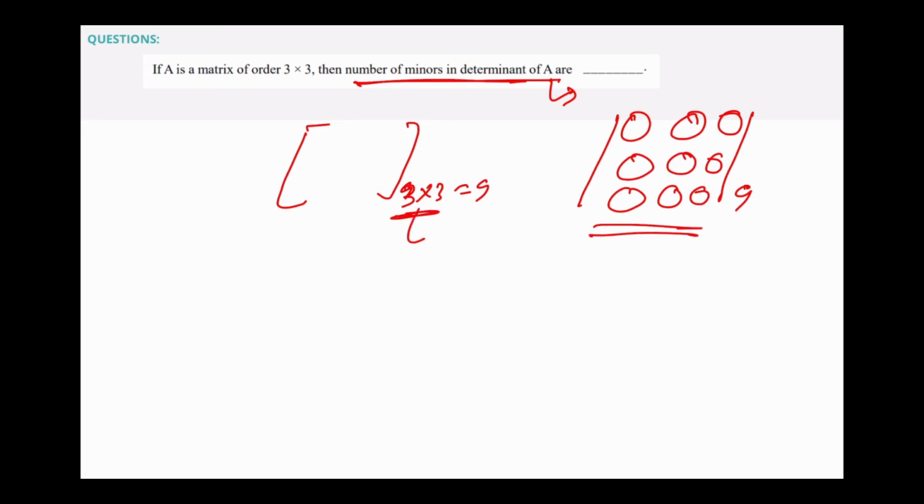They just wanted you to know that if the order is 3 cross 3, if I multiply, I'll get the total number of elements. So that same number of elements will be the same number of minors, nothing more than that.